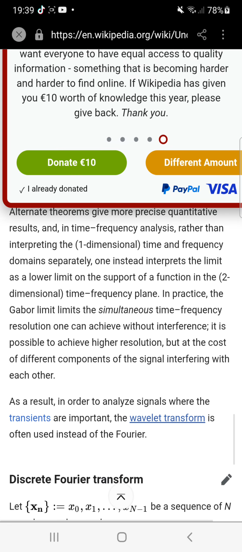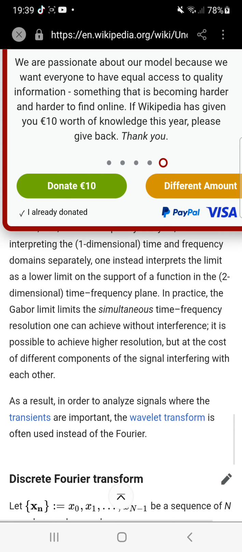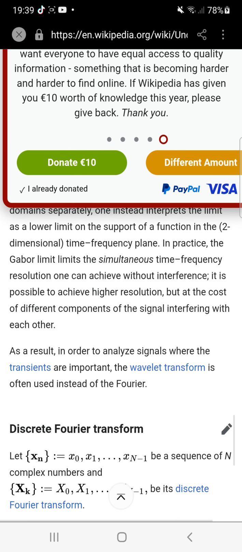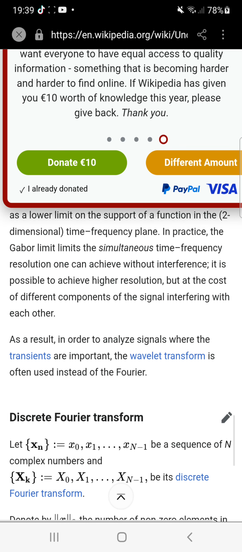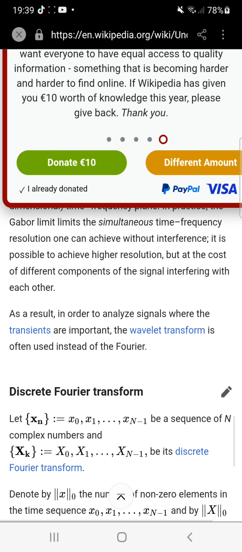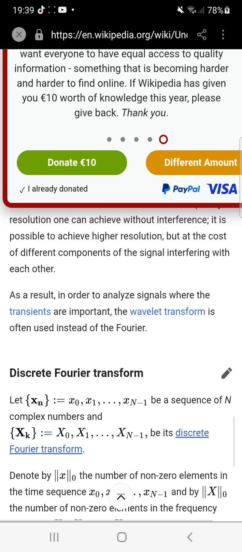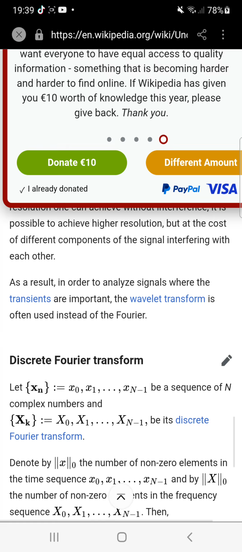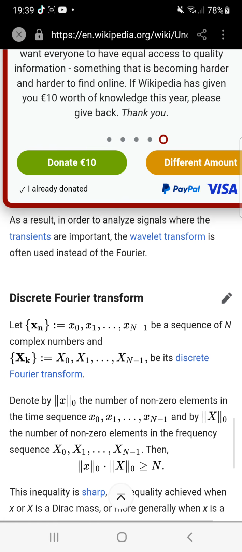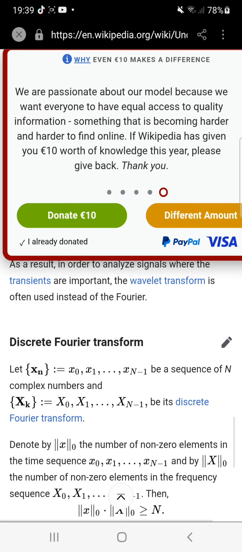Alternate theorems give more precise quantitative results, and in time-frequency analysis, rather than interpreting the one-dimensional time and frequency domains separately, one instead interprets the limit as a lower limit on the support of a function in the two-dimensional time-frequency plane. In practice, the Gabor limit limits the simultaneous time-frequency resolution one can achieve without interference. It is possible to achieve higher resolution, but at the cost of different components of a signal interfering with each other. As a result, in order to analyze signals where transients are important, the wavelet transform is often used instead of the Fourier transform.